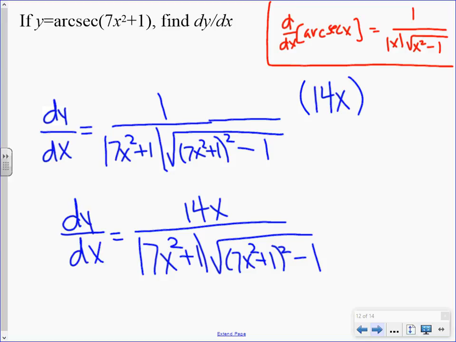Yes? We don't have to find like the derivative of the whole denominator. You just take it with like. Yeah, it's just chain rule. Derivative of arcsecant was this times the derivative of the inside is that.